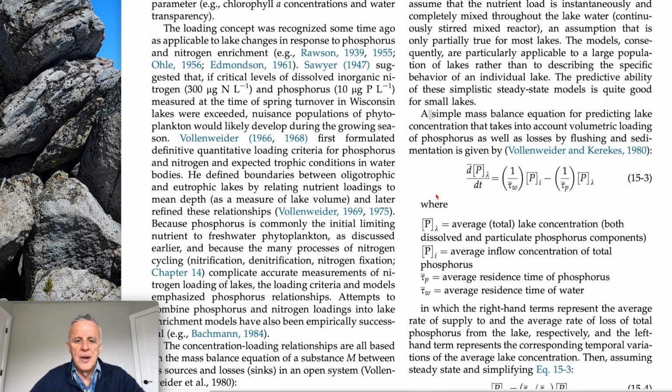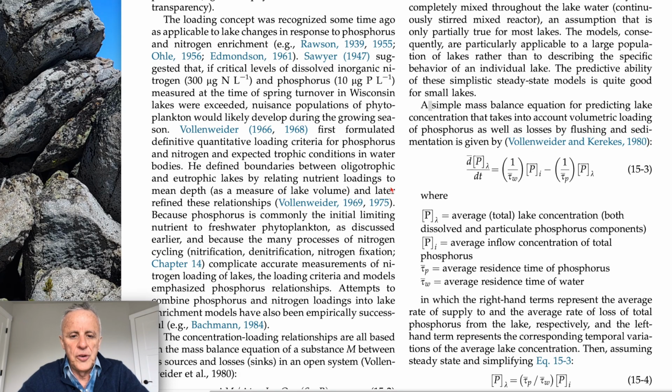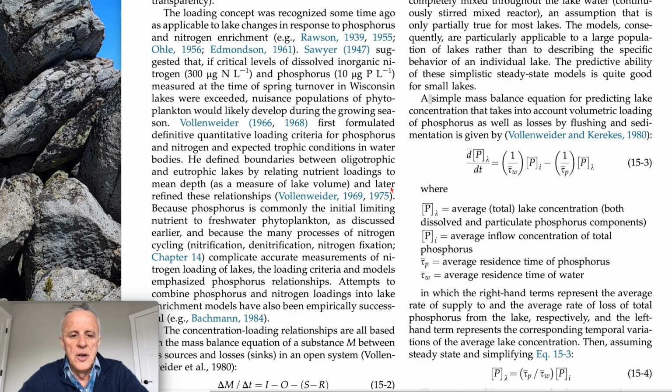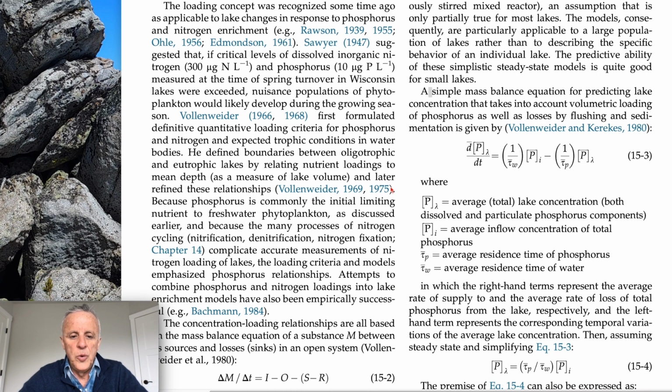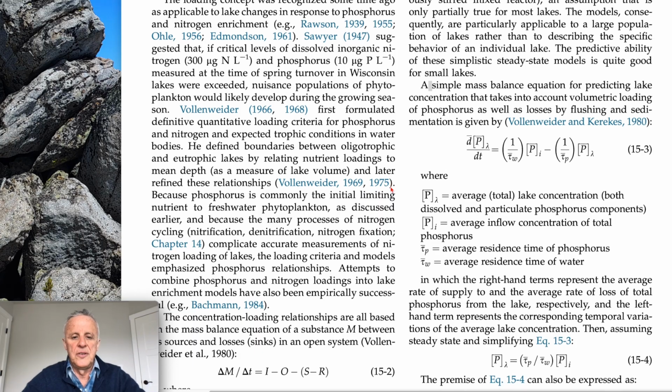The loading concept was recognized some time ago as applicable to lake changes in response to phosphorus and nitrogen enrichment. Sawyer suggested that if critical levels of dissolved inorganic nitrogen, 300 micrograms of nitrogen per liter, and phosphorus, 10 micrograms of phosphorus per liter, measured at the time of spring turnover in Wisconsin lakes, were exceeded, nuisance populations of phytoplankton would likely develop during the growing season.